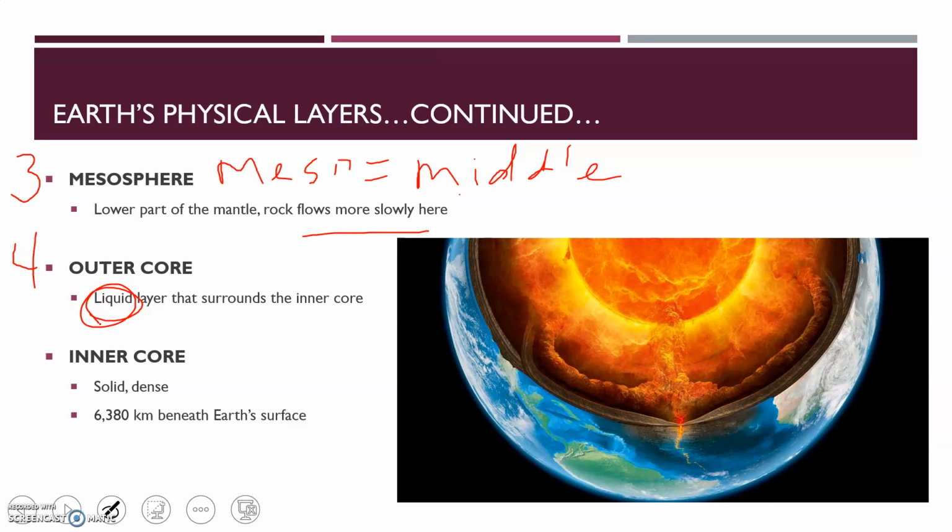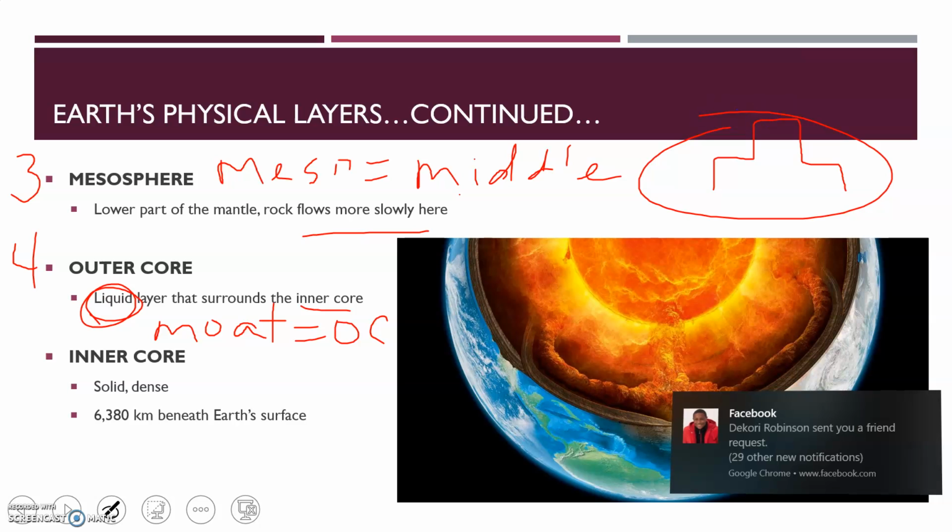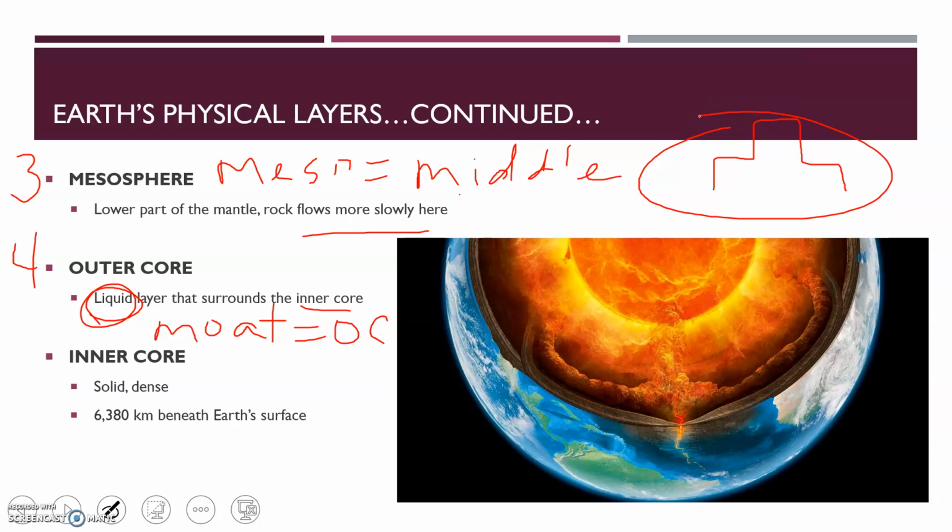All right, layer 4 is the outer core. Super important. This layer is liquid, and this liquid is what surrounds the inner core. I often tell students to think of the outer core like a moat. A moat is what surrounds and goes around the castle you might find, and it's the liquid layer. This liquid layer is going to be the outer core. The castle itself is going to be the inner core. The inner core is solid and very dense, and it's about 6,380 kilometers beneath the surface of the crust.